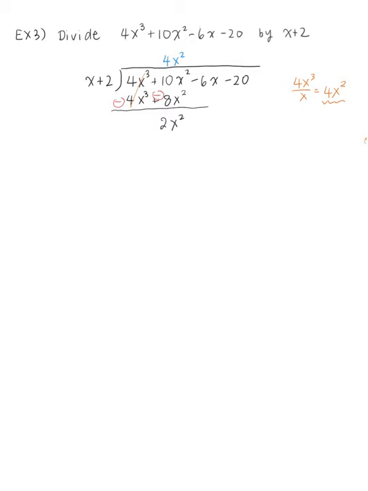Now we have to keep going because the degree of the divisor is 1 and the remainder is 2x squared, meaning the degree is 2, so you got to go again. So let me just drop down minus 6x. Now let's play the same game. What times x is going to give us 2x squared? That will be 2x.